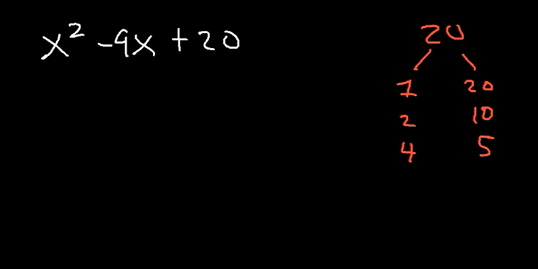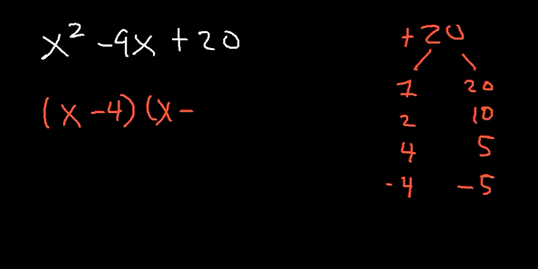Now 4 times 5 is 20, but 4 plus 5 adds up to 9. Negative 4 and negative 5 also multiplies to positive 20, but they add to negative 9. So the answer is x minus 4 times x minus 5. So that's how you can factor a trinomial when the leading coefficient is 1.